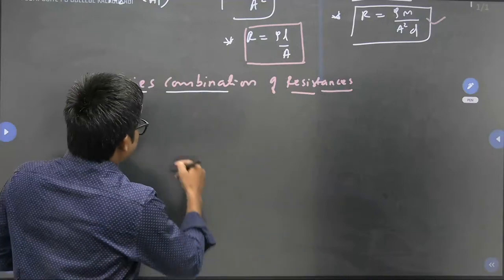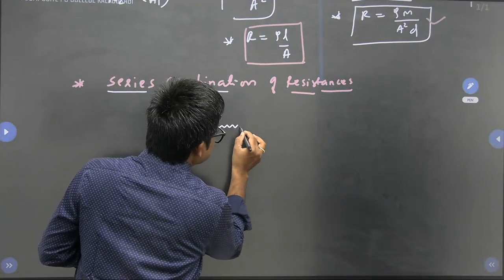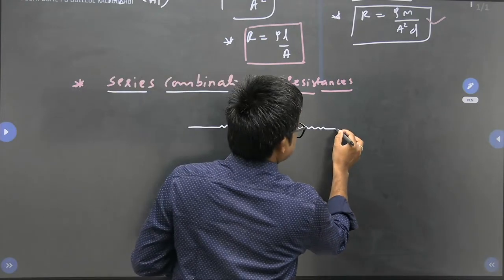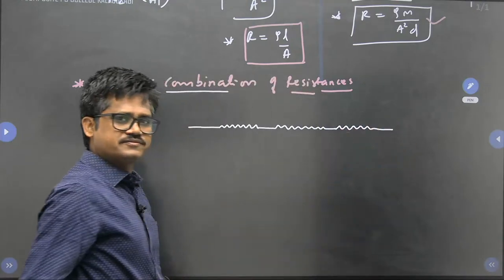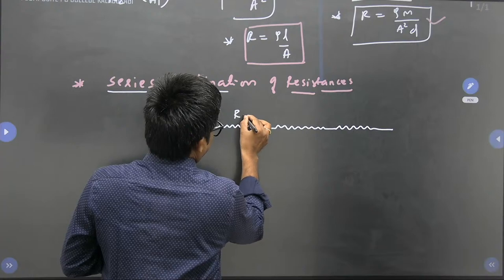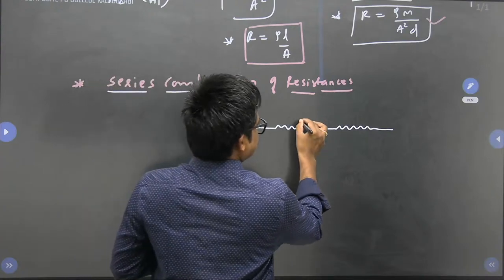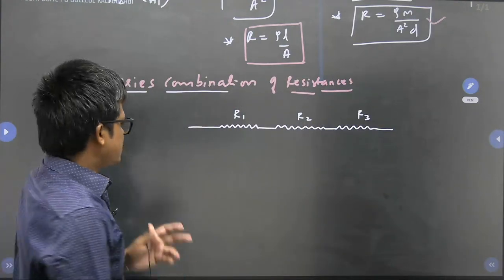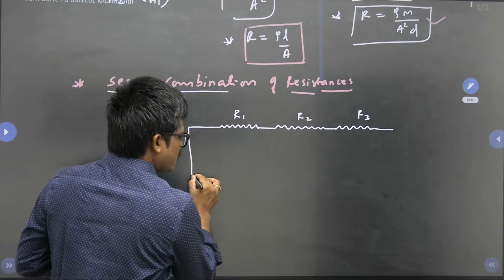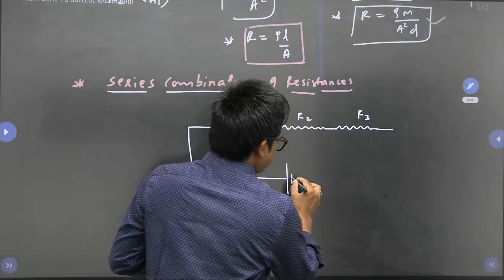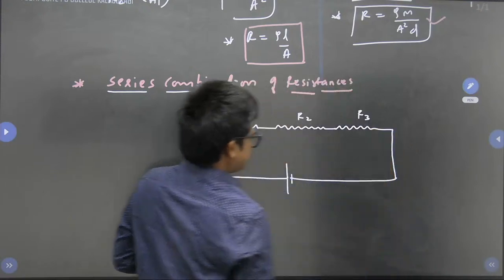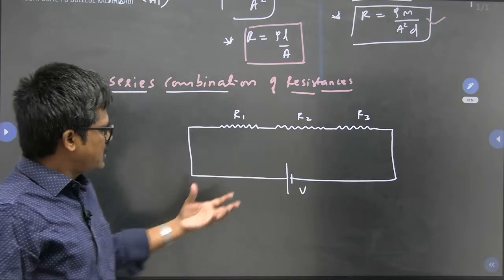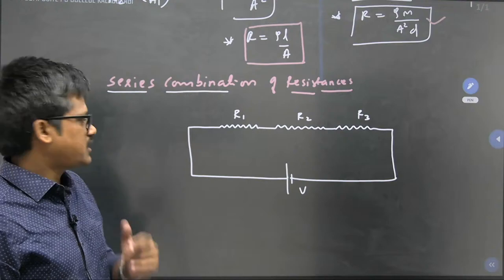Now if you connect the resistors end to end like that, R1 indicates the resistance of the first one, R2 will be the resistance of the second, R3 the resistance of the third. This is a series combination. So if I connect them to a source battery, let us say its EMF is V volt, it can provide V volt, right?